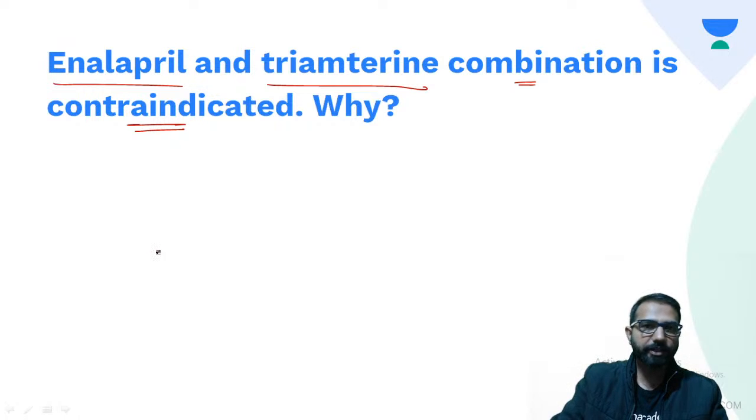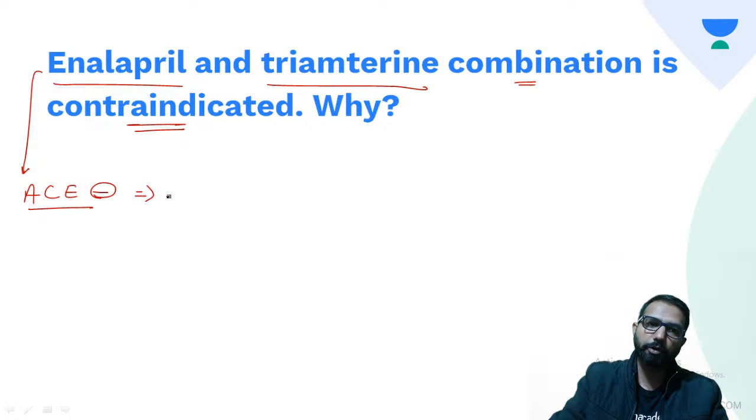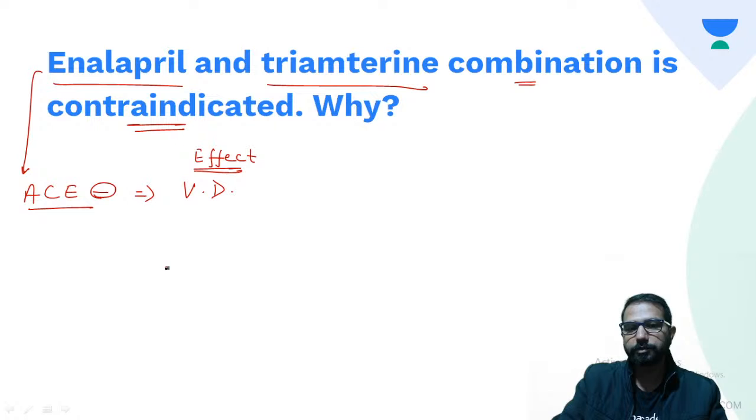So when the combination is contraindicated, you have to see the effect of these two drugs in the combination. Maybe the side effects are worsening, or maybe the effect is antagonized. So we have to see both aspects. Enalapril is an angiotensin converting enzyme inhibitor. If you talk about the effect, it is causing vasodilation, so it can be used as an antihypertensive.